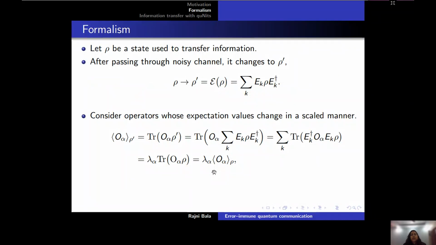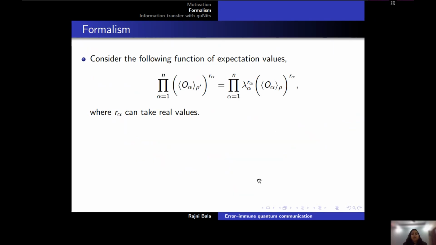And so we will have an invariant and we can encode information in that invariant so that it can be transferred in an immune manner. Now this puts up a constraint on operators of this kind. Given this, we now consider a function of expectation values as we have discussed. In the left hand side of the equation, the expectation values are taken over the noisy state, and in the right hand side we are taking the expectation value over the original uncorrupted state.